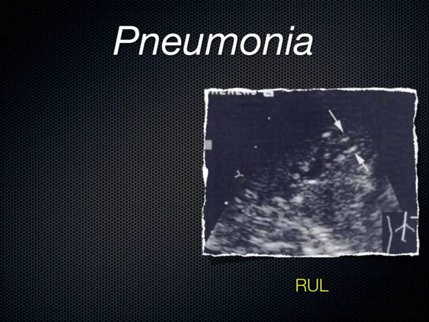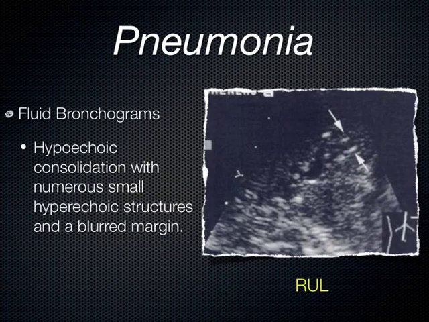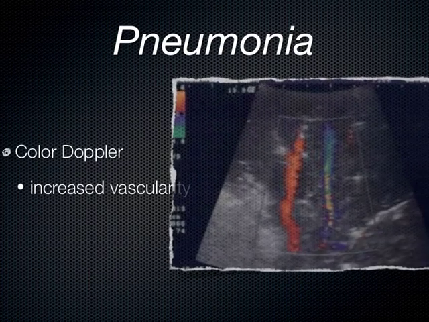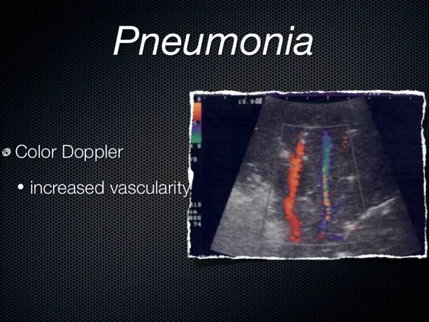And lastly, I'll mention that if you put Doppler on a consolidated lung, it tends to be more hypervascular, but there's not a definitive number we're looking for. It's just if you compare it to a non-consolidated part of the lung, there's more vascularity to a pneumonia.